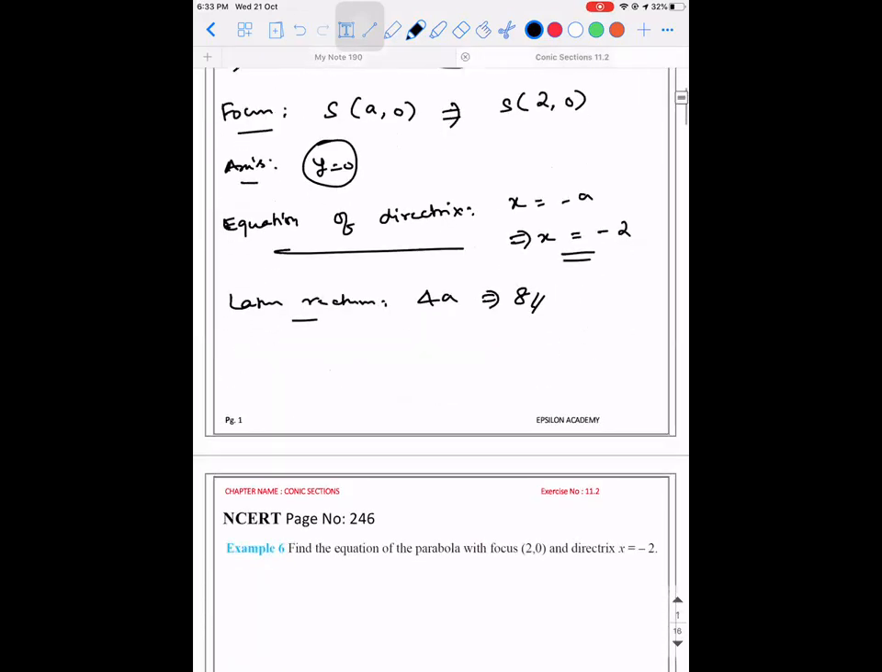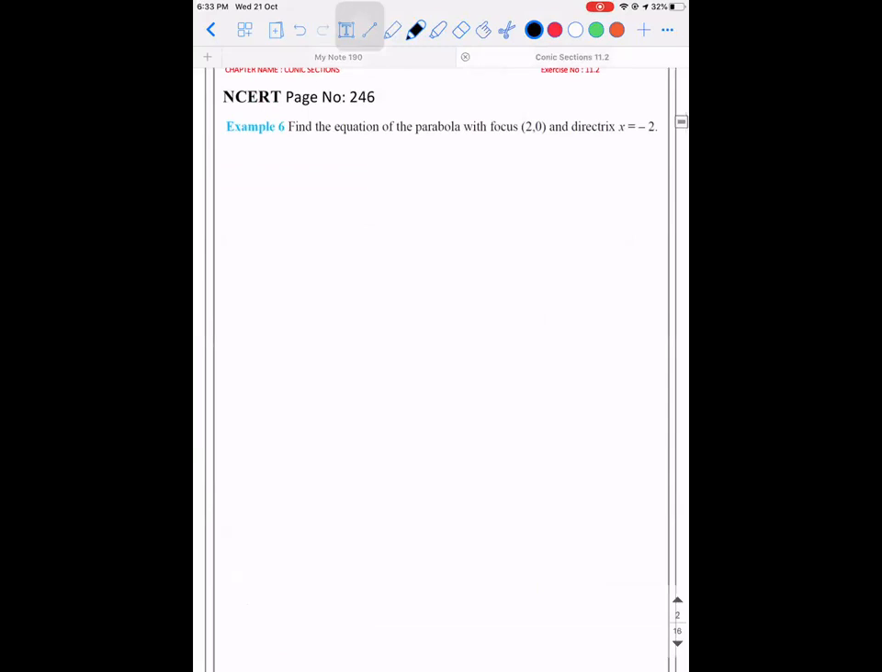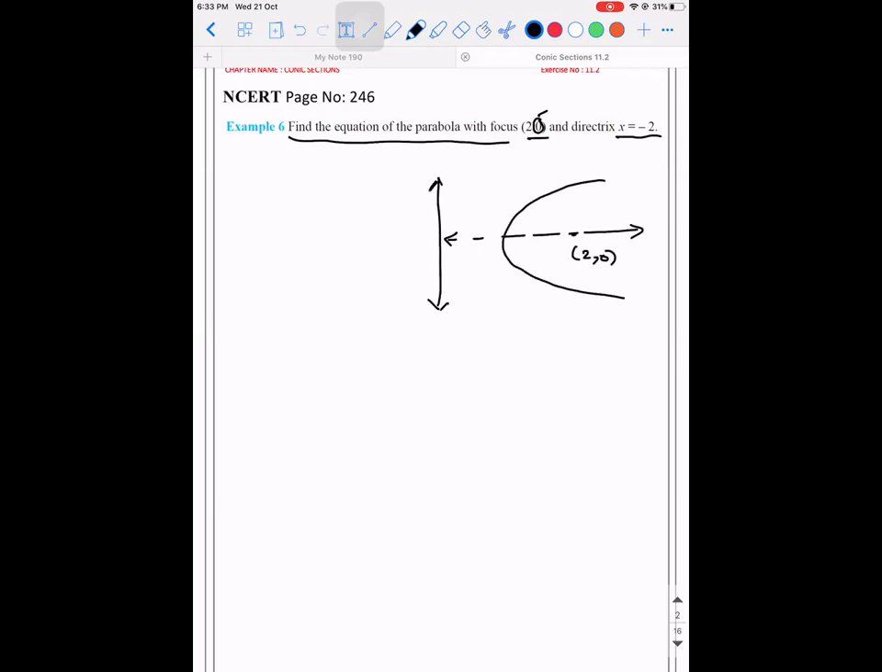Problem. Find the equation of the parabola whose focus is 2 comma 0 and directrix is x is equal to minus 2. So you take the axis. Focus will always lie on the axis. The focal point itself will tell you how you are supposed to consider the axis. The focus says y is equal to 0, means x-axis. This is 2, 0. Focus always lies on the concave side, and this is x is equal to -2. So what is the answer, guys?